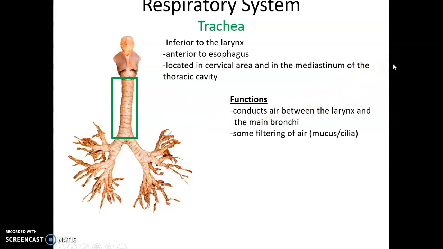Its functions include conducting air between the larynx and the main bronchi, and also filtering and warming the air. So it does have a mucous membrane that's able to remove particulates from the air and also moisten and warm the air.